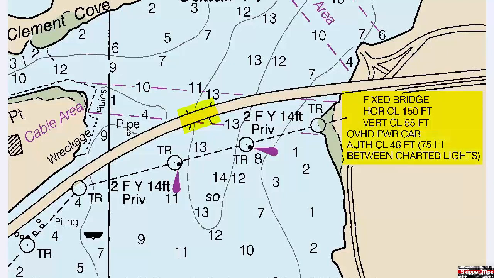Our chart notes tell us that we have an authorized clearance of just 46 feet beneath the power cables except between the 2 charted lights. There we will find 75 feet of vertical clearance. We see our 2 lights identified by a magenta teardrop and black dot. Stay between those 2 lights as you pass beneath the power cables.